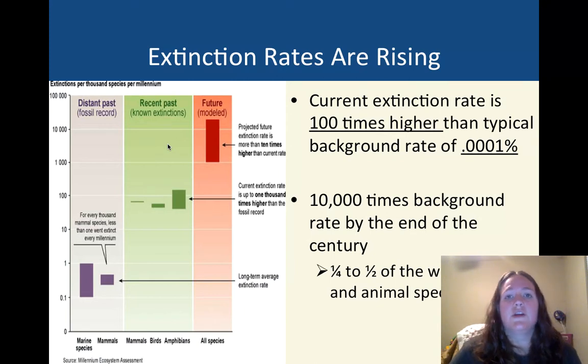So, talking about extinction rates, unfortunately, a lot of the organisms that have been on this planet have already gone extinct. About 99% of everything that has ever lived on the planet has gone extinct. Our current rate of extinction is 100 times higher than the background rate. There's always a little bit of extinction happening, but it's at a very, very low rate. And right now, we're having a lot of organisms that are going extinct, a lot of things that we don't even know about and we'll probably never know about. And then we're projected to hit 10,000 times the background rate by the end of this century, which will mean that a fourth to half of the world's plant and animal species that are currently here are going to go extinct. Lots of those are going to go extinct without us even ever knowing about them.